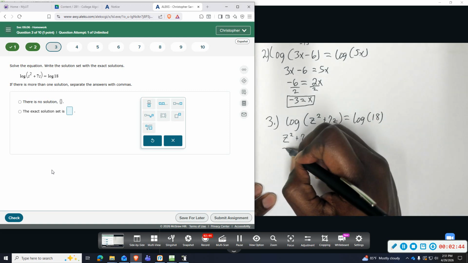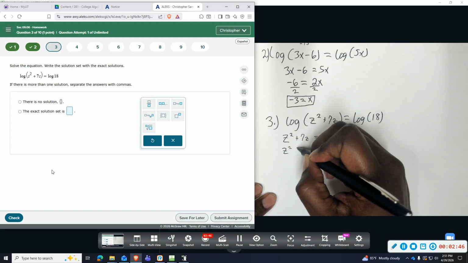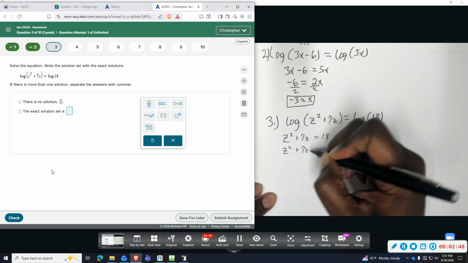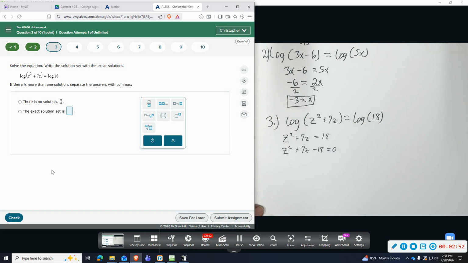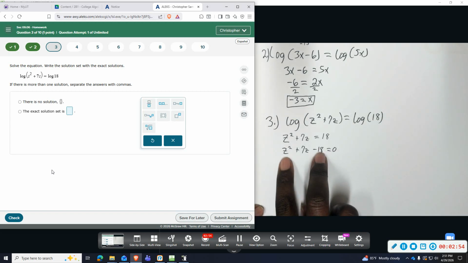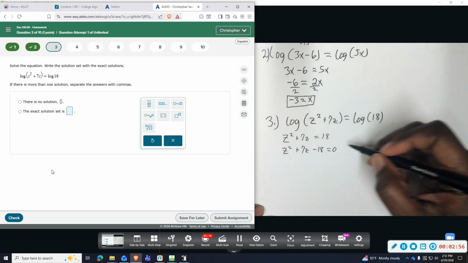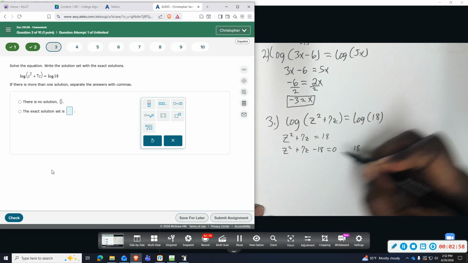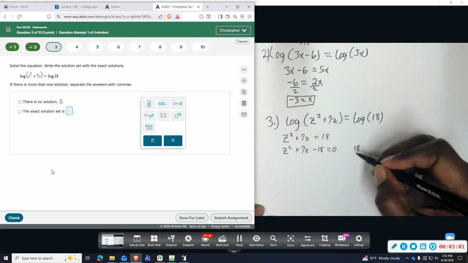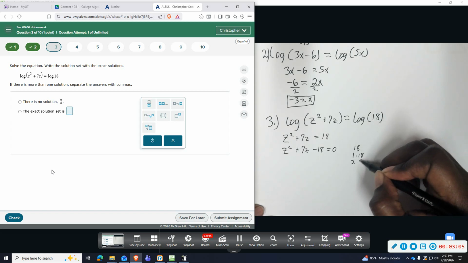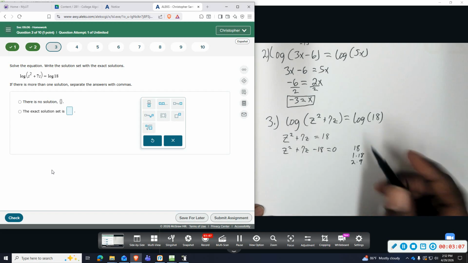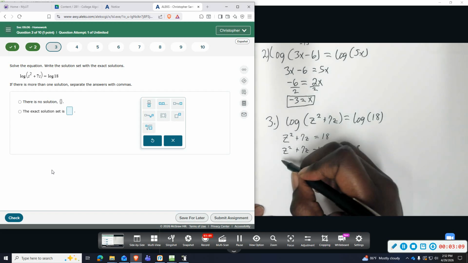Subtract 18: z squared plus 7z minus 18 equals 0. Again, we have a quadratic. We'll see if it will factor. 1 times 18, we get 18. Factors of 18: 1 and 18, 2 and 9, and we want to subtract to get 7, so 2 and 9 are what we're looking for.